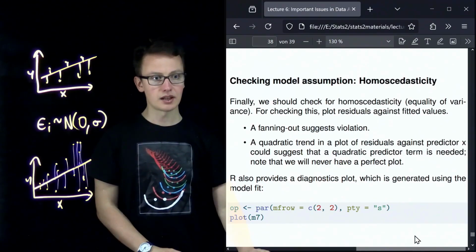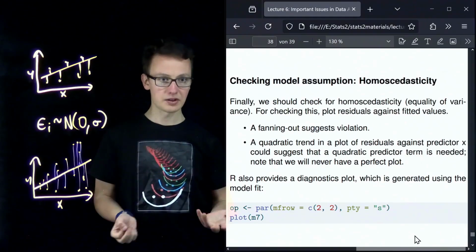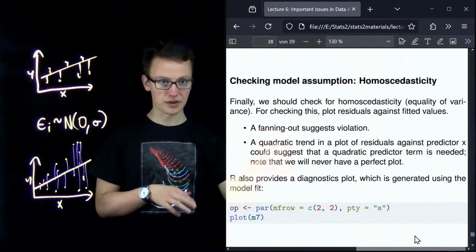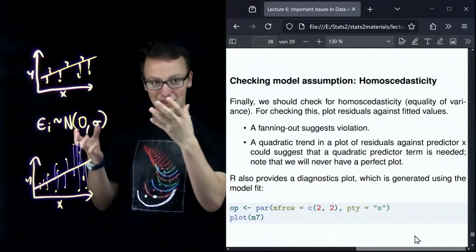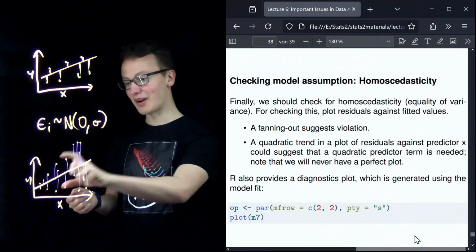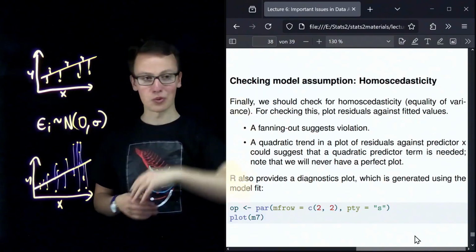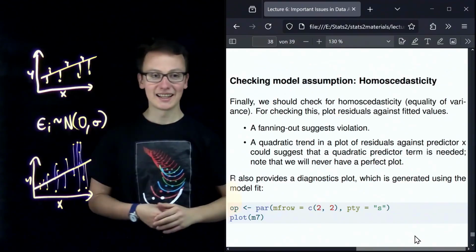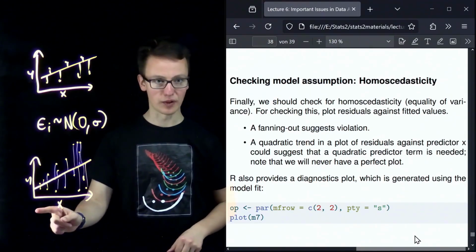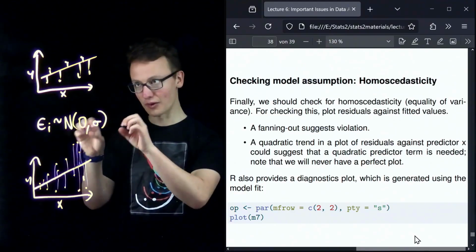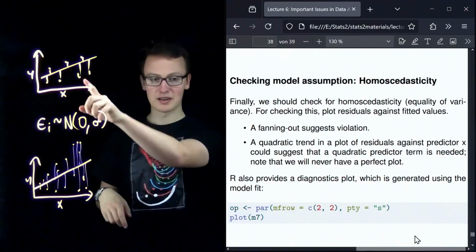The next assumption is homoscedasticity. As I mentioned in the introduction of this chapter, we basically want to ascertain that the variance, the size of how far the residuals are away from zero, is not dependent on the particular level of the predictor that I'm at. There is no situation like this. We don't want to have this, and we want to check this. We want to have something like that.